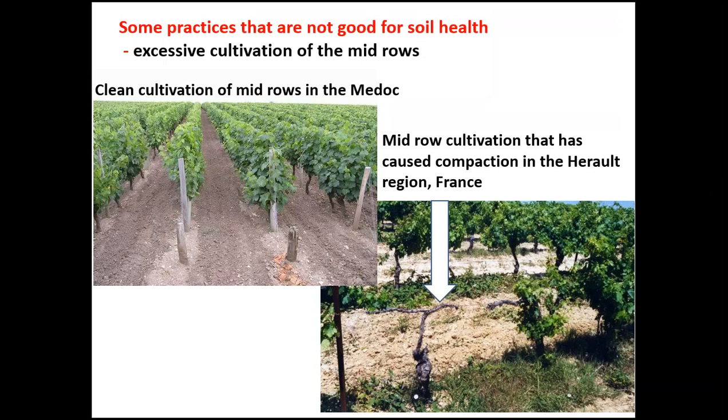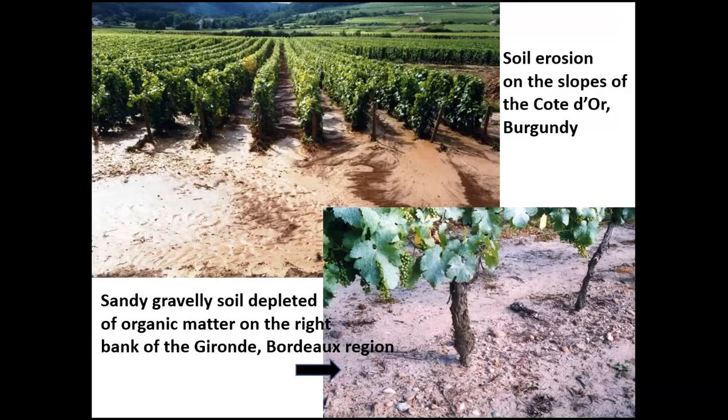The other thing about bare cultivated mid-rows is that they can be very prone to erosion, such as you see in the top slide on the Côte d'Or in Burgundy. This is the lower slopes of the Côte d'Or, of course, where there was a heavy thunderstorm in summer just before I passed through there, and you can see the wash of soil down the slope.